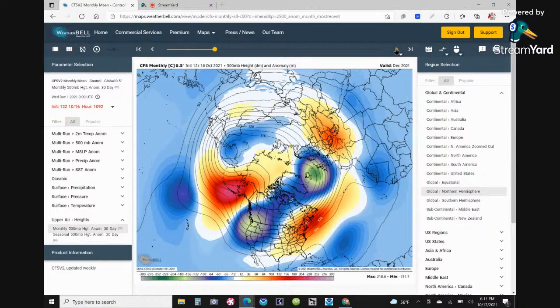So here is December 2021. This is the 12Z run from yesterday. What I'm trying to illustrate here, the point I'm trying to get across, is that as I go through the next few runs up to the most recent run, you're going to see why I use this model for trends.